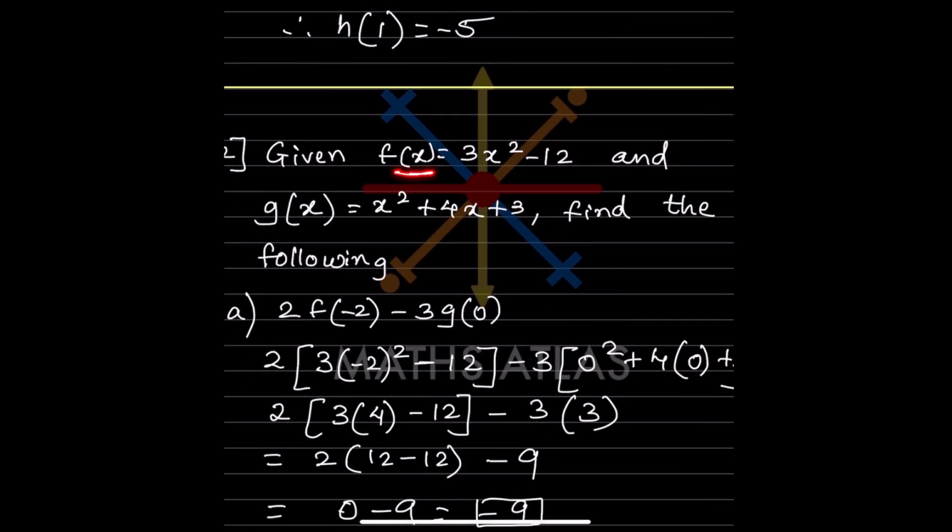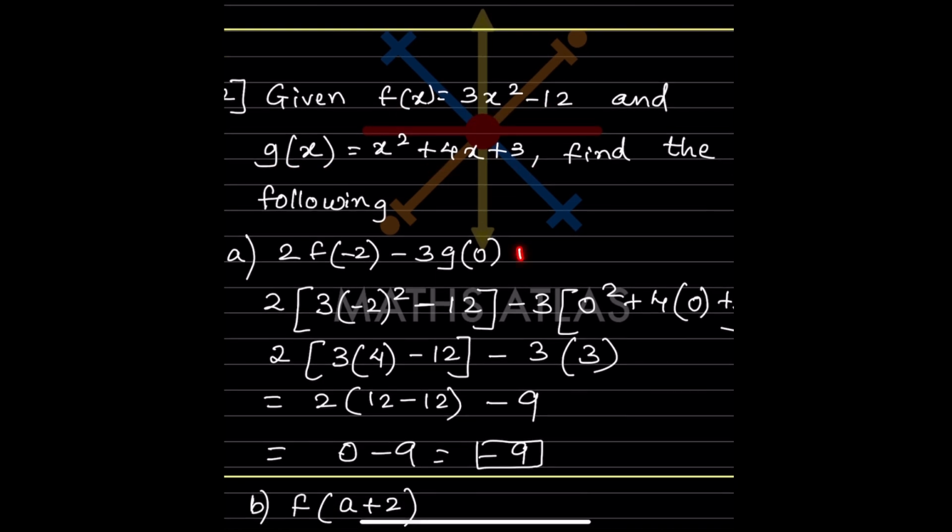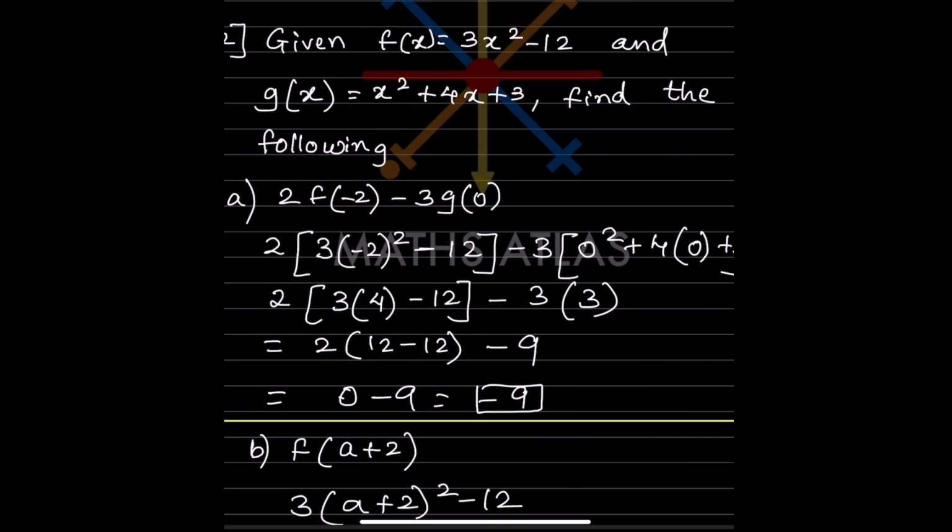Now given f of x is 3x square minus 12 and g of x is x square plus 4x plus 3, you have to find 2f of minus 2 minus 3g of 0. So you will write here 2 f of minus 2. In this you are going to look at the f of x function, because that is f. Wherever you see x, because this is minus 2, you are going to put minus 2 in this equation.